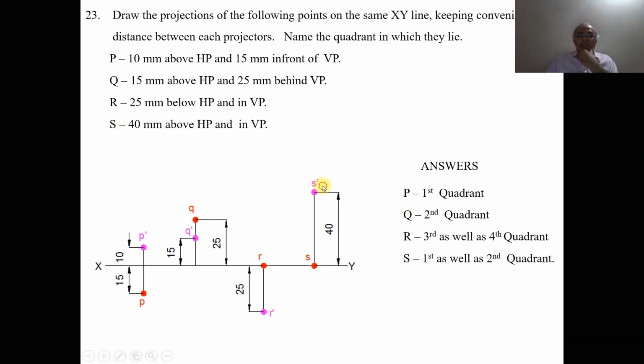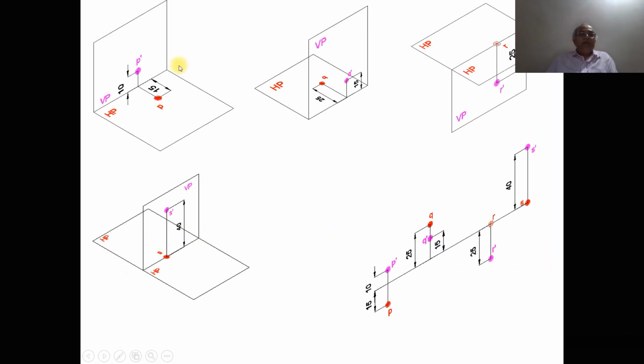So we will try to analyze this problem by using three-dimensional analysis. First, capital P is 10 mm above HP. When you look from the front view, it lies in VP, and 15 mm in front of VP, so it lies on HP. When HP is rotated down, obviously the point P will be in the first quadrant. So here P dash is above the XY line and P is below the XY line.